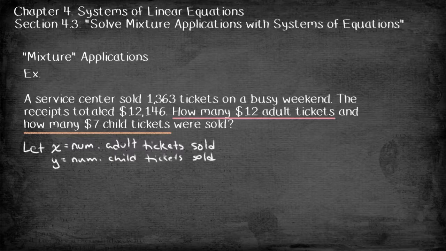We know altogether we sold 1,363 tickets. So that tells us that x plus y is equal to 1,363. And we also know the total revenue from that event. So the money coming from adult tickets would be 12 times x, and the money coming from child tickets would be 7 times y, and that together totaled 12,146.